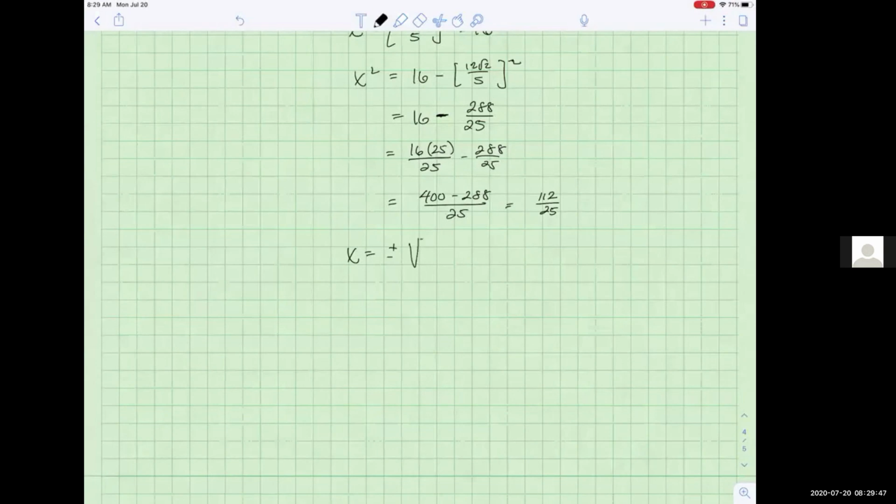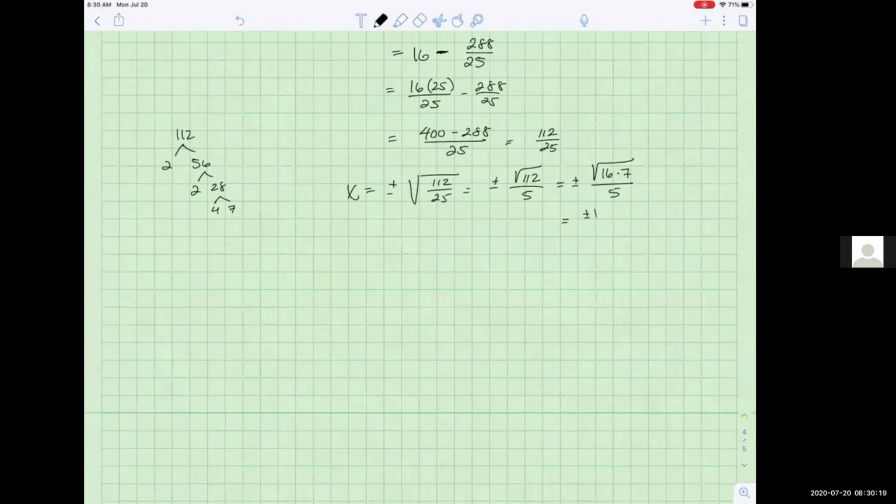So x is plus or minus the square root of 112 over 25, which is plus or minus the square root of 112 over 5, which is plus or minus, let's see, 112 is 2 times 56. 56 is 2 times 28. 28 is 4 times 7. So it looks like this is 16 times 7. And we can break that up as the square root of 16 times the square root of 7 over 5, which is plus or minus 4 root 7 over 5.